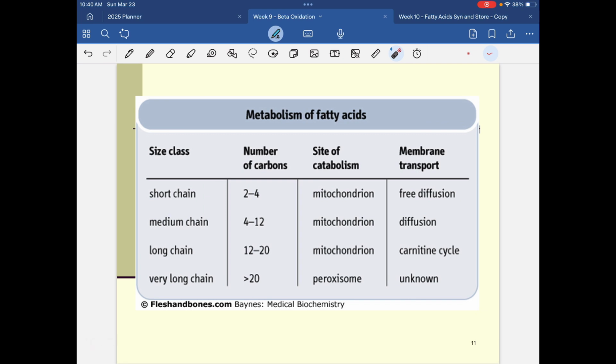This is saying the same thing. The only new information is how these fats can get across the membrane. And what you need to know is short and medium is some sort of diffusion. So free diffusion means it's going directly across the membrane. Diffusion means there's probably a channel or a carrier involved, but there's no energy or changing of the molecule involved. And then the long chain, we're going to talk about the carnitine cycle. This is where that carnitine shuttle I had mentioned previously is going to come into play, getting us into the mitochondria. We know that our very long chain fatty acids need to go to the peroxisome. We don't really know how they get there.